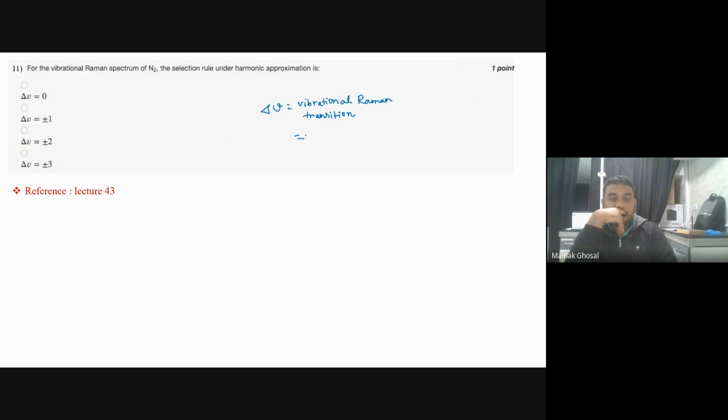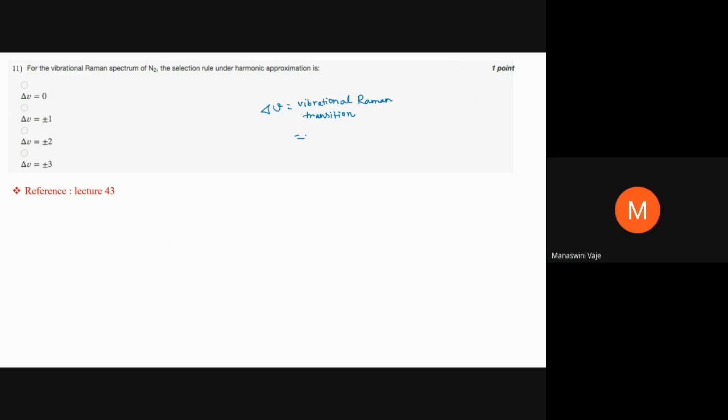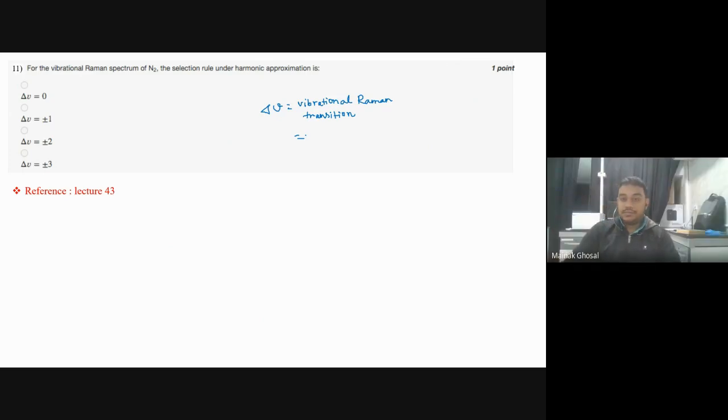What are the selection rules for IR or normal vibrational transition? dμ/dx should not be equal to 0. So what you are saying is dμ/dx is not equal to 0. This is the condition to show IR activity, right? Yes, you are correct. But in terms of wave number, this is known as the gross selection rule.